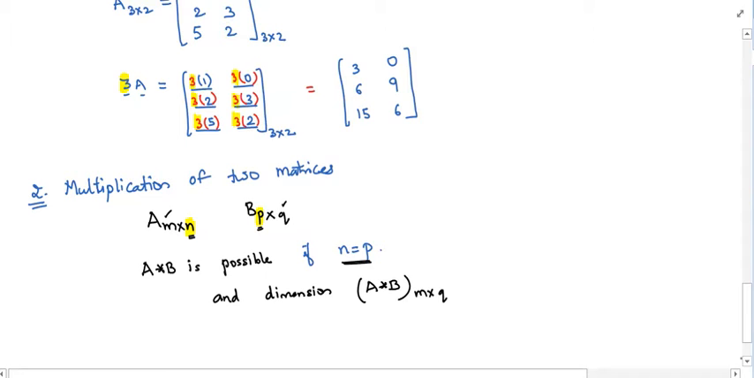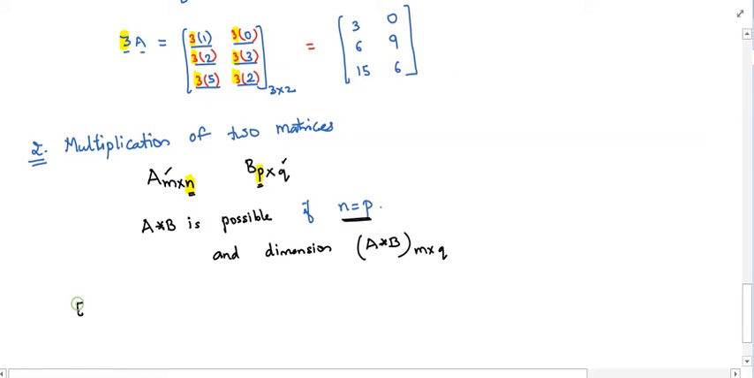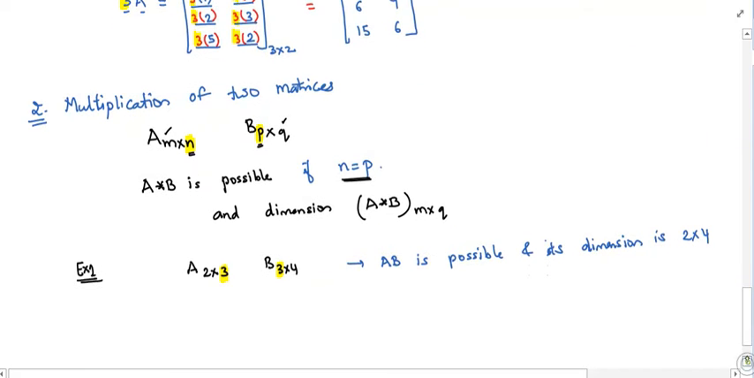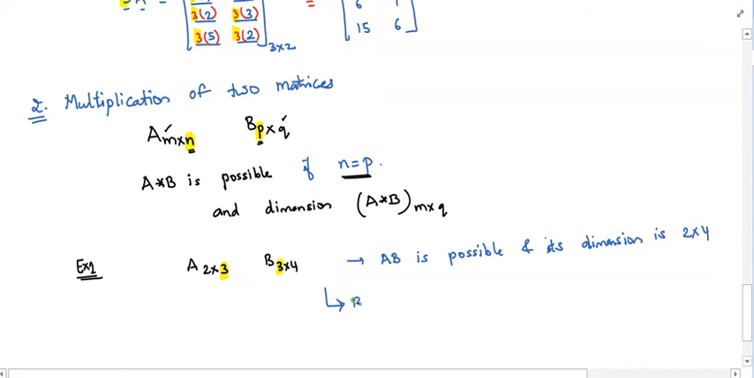So for example, if A is a matrix of order 2 by 3, B is a matrix of order 3 by 4, then in this case, as the number of columns in the first matrix is the same as the number of rows in the second matrix, we say that AB is possible, and its dimension will be 2 by 4.